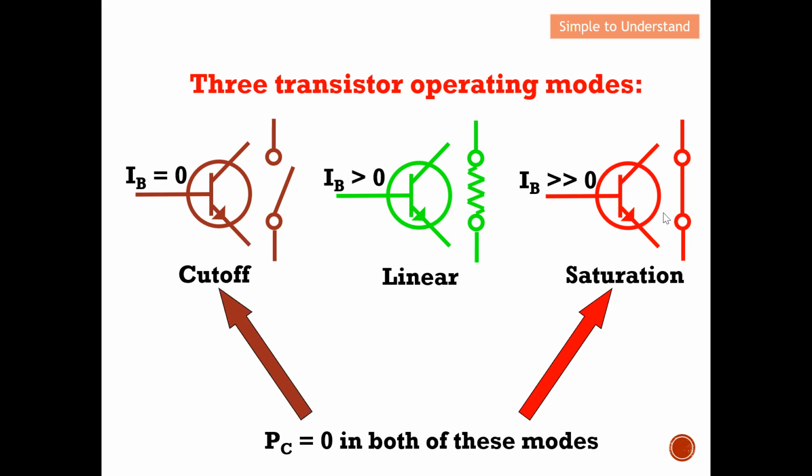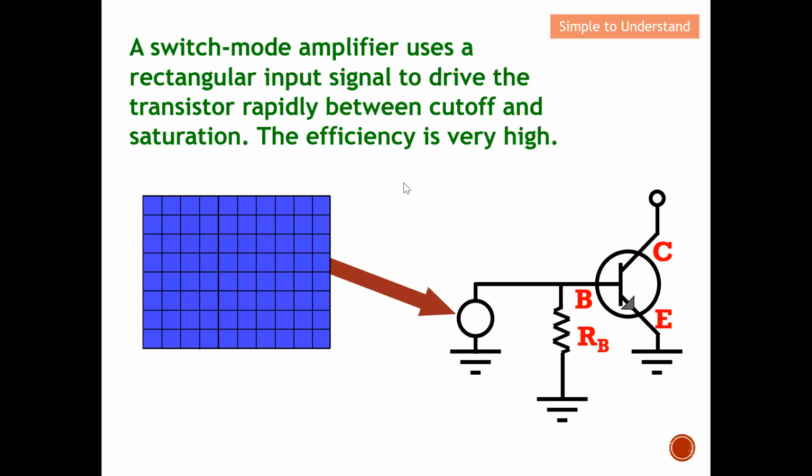Once it becomes saturation, this becomes a short circuit. When they are in saturation, the power at the collector will become zero, either when they are at cutoff or when they are at saturation. So in short, we want to ensure that our transistor works in a linear region.